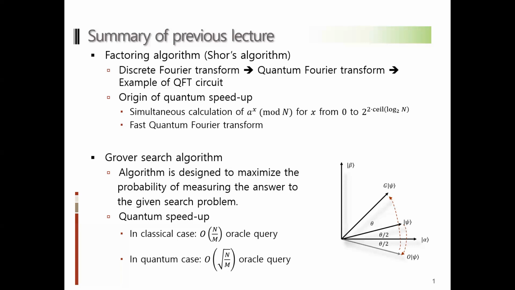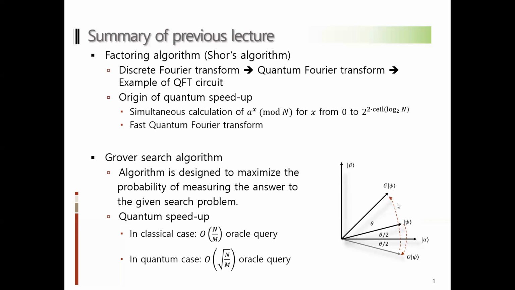Another algorithm was the Grover search. Here, what we did was start with an equal proportion of all the possible indices. And then as we apply the Grover operation, this vector gradually gets closer to the solution vector compared to the non-solution vector.